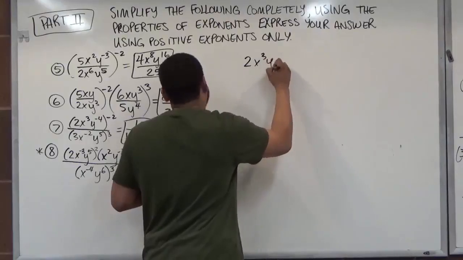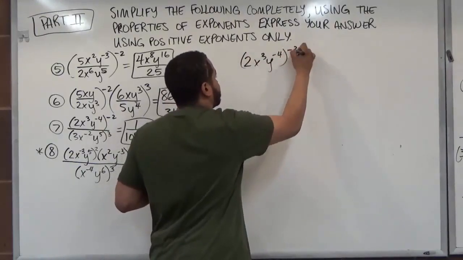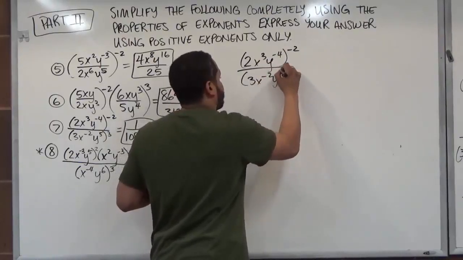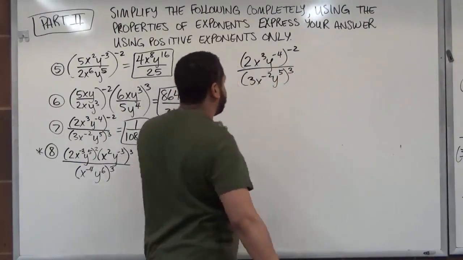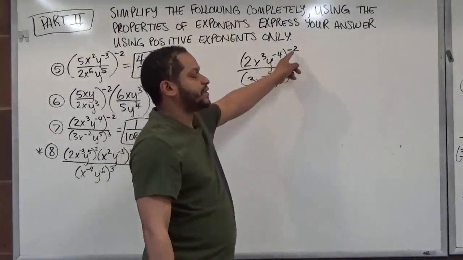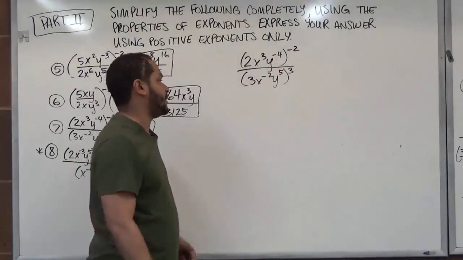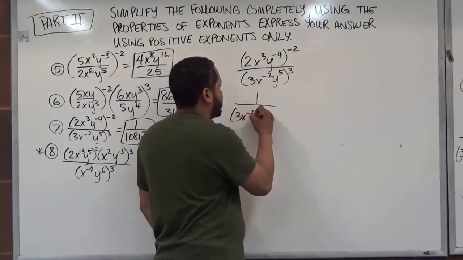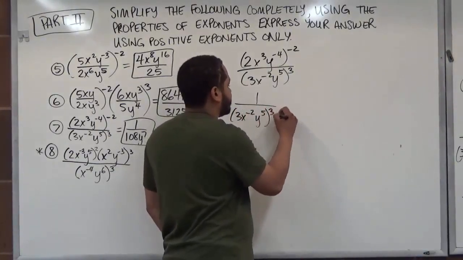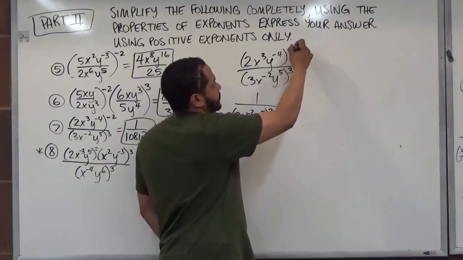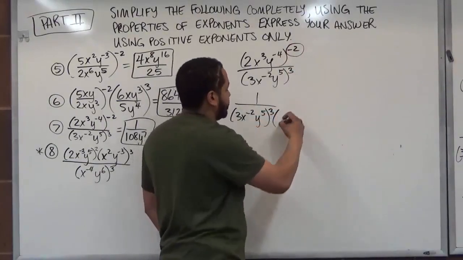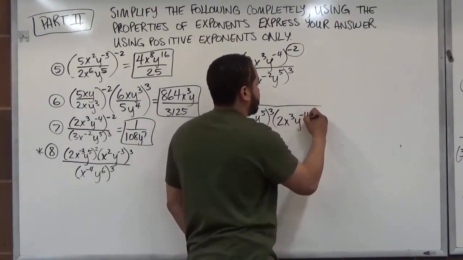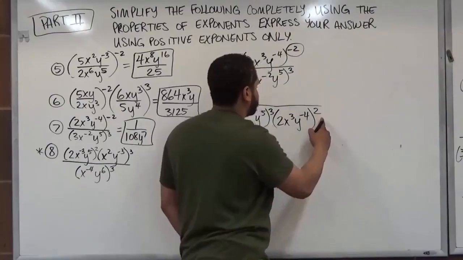So we have 2x cubed y to the negative fourth raised to the negative second. And we have this over 3x to the negative second y to the fifth raised to the third. Now the big problem we have here is we hate to distribute a negative exponent. Let's just move it to the denominator, right? So this becomes 1 over 3x to the negative second y to the fifth raised to the third, and this exponent is going to change to a positive from negative because we're moving it down. Once we transpose it, the sign changes, and this becomes negative 4 to the positive 2 exponent.